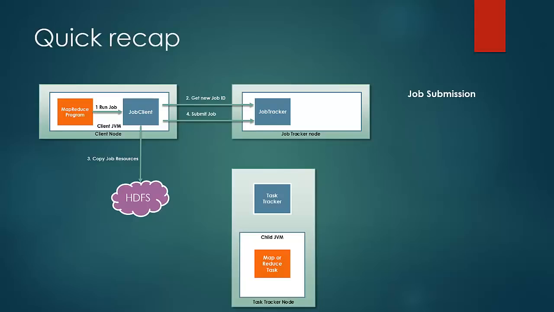Then comes the job initialization phase, where job tracker creates an object of the job which encapsulates the tasks running and has bookkeeping methods. It finds the splits on HDFS and creates one map per split. Then comes the task assignment phase, where job tracker looks for the free slots on the task trackers. Task trackers communicate this information through heartbeats.